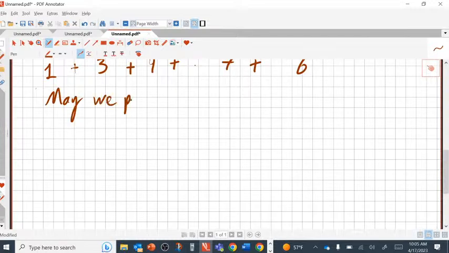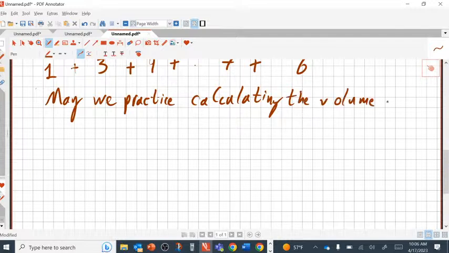May we practice calculating the volume of a sphere?